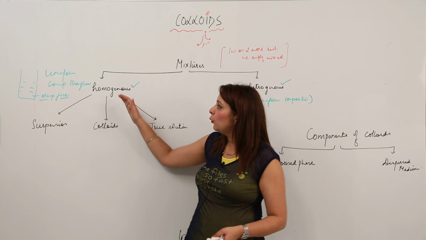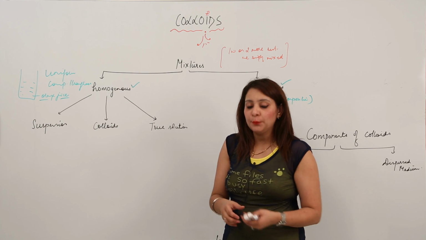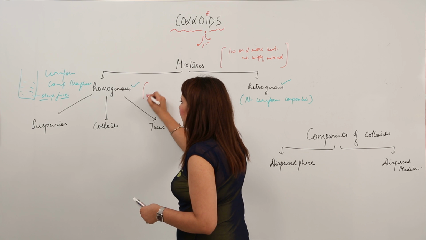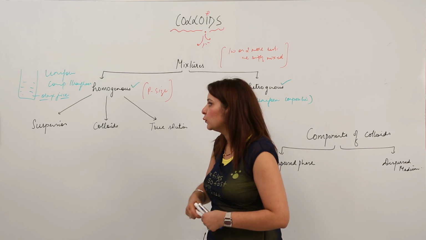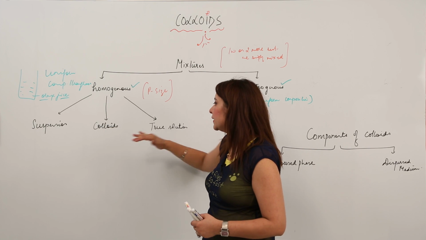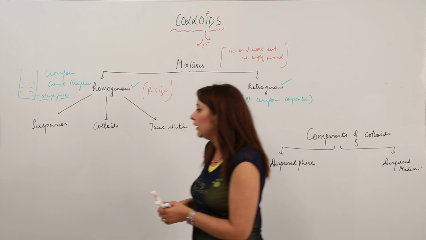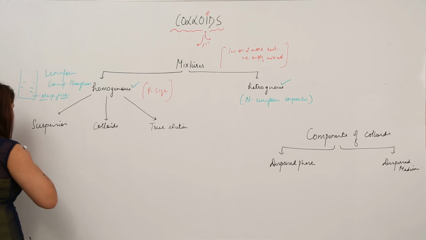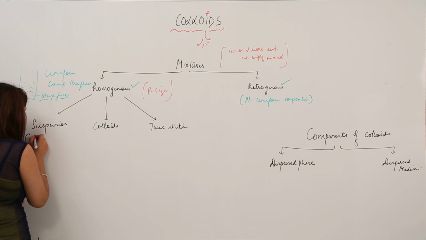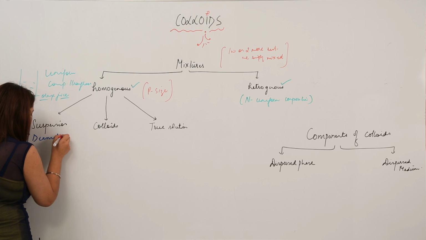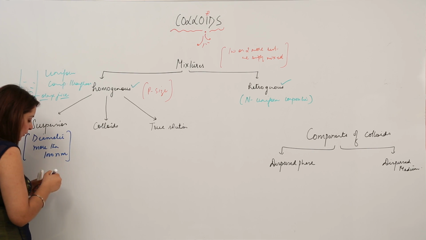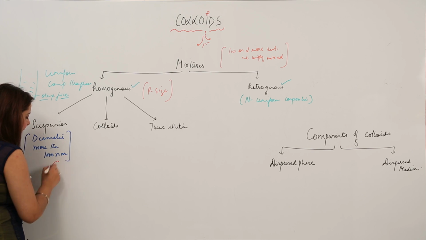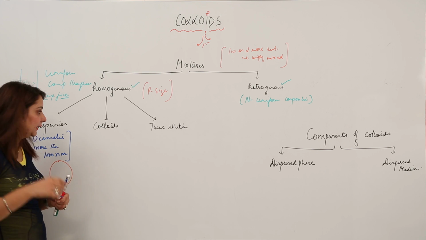So we classify the homogeneous mixture into 3 categories depending upon the particle size. One is the suspension, other is the colloid, and other is the true solution. So let's look at their diameters. In suspension, the diameter of the particle is more than 1000 nanometer. That means it is quite big in size.